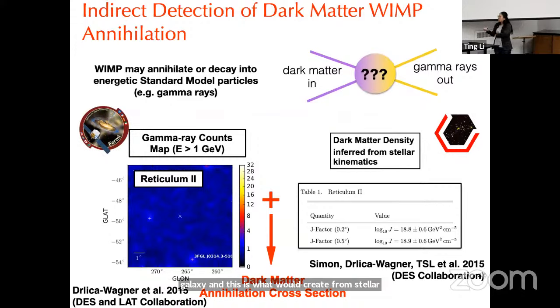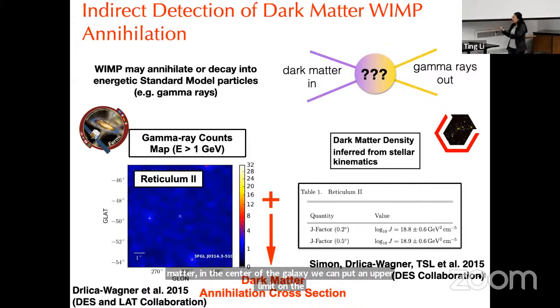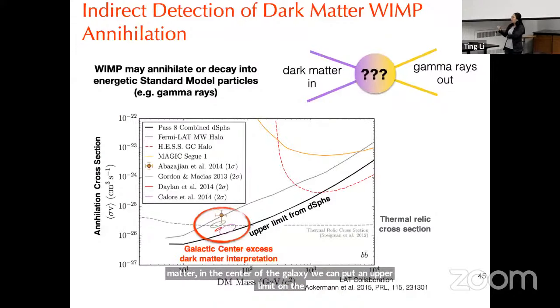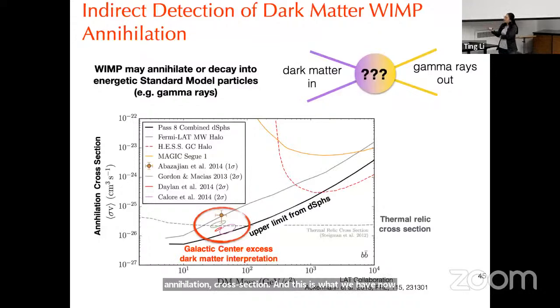We combine these two to constrain the annihilation cross-section. There's no detection of a gamma ray signal with such a high density of dark matter in the center of the galaxy, so we can put an upper limit on the annihilation cross-section. And this is what we have now. The upper limit from dwarf galaxies is this black line.